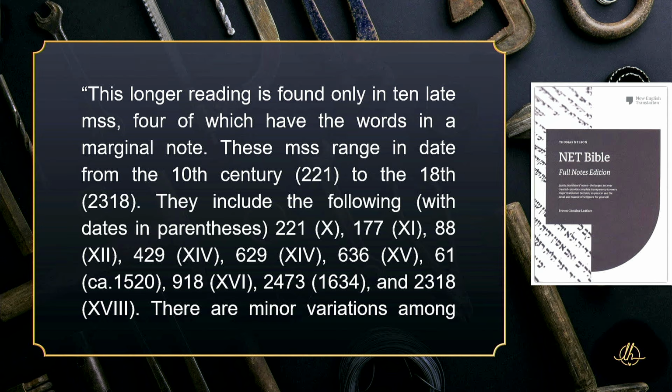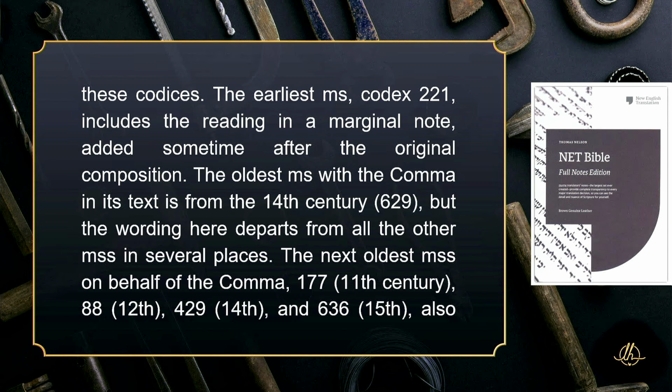This longer reading is found only in 10 late manuscripts, 4 of which have the words in a marginal note. These manuscripts range in date from the 10th century to the 18th. They include the following, and they list out all the manuscripts. Manuscripts have numbers or letters, one or the other. There are minor variations among these codices. The earliest manuscript, Codex 221, includes the reading in a marginal note. It means off to the side, added sometime after the original composition.